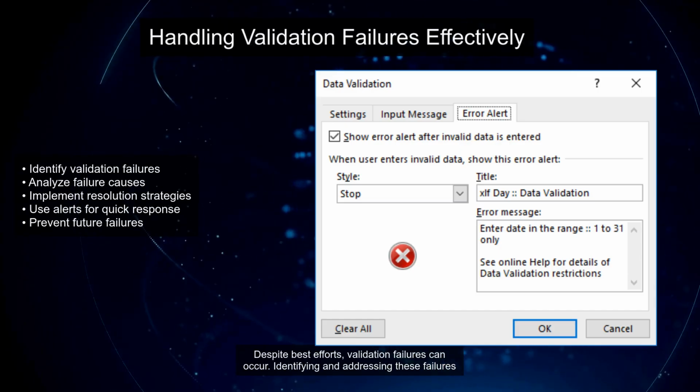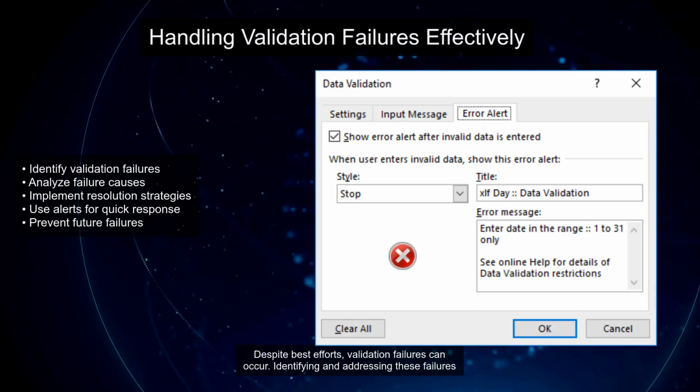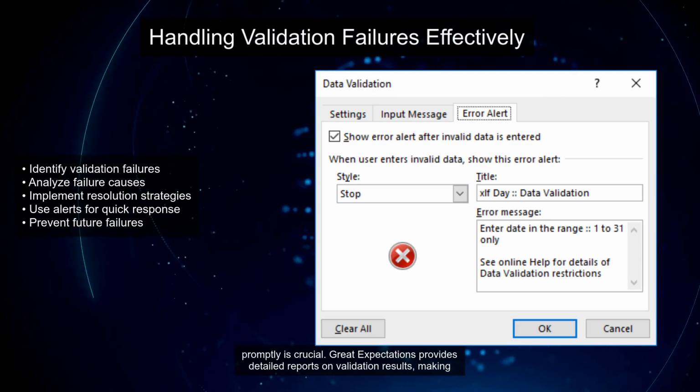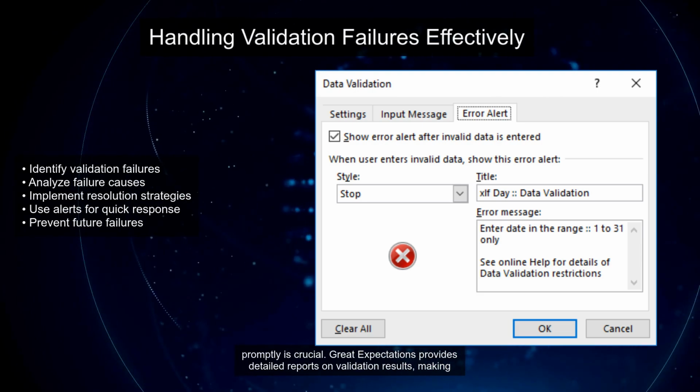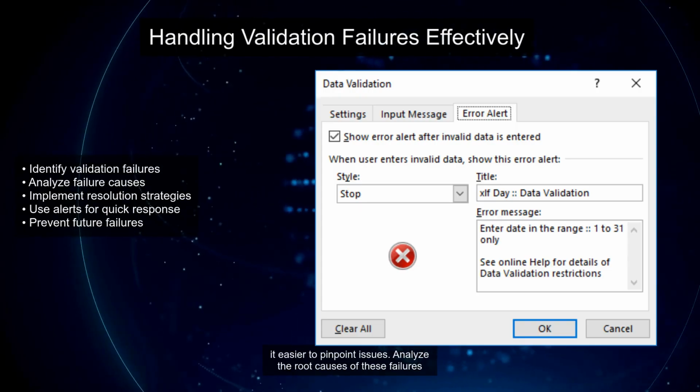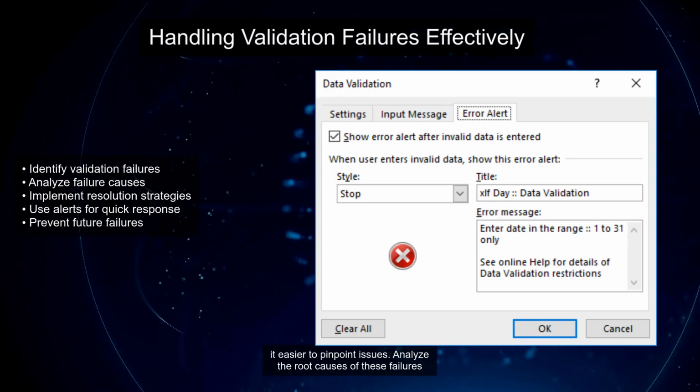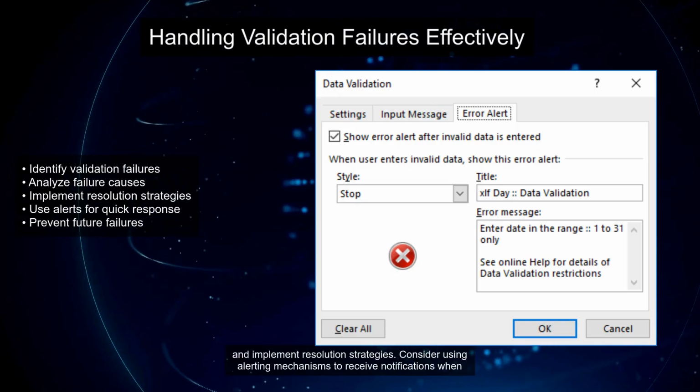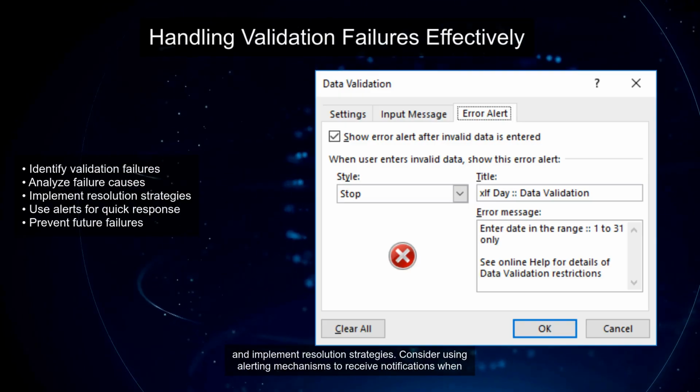Despite best efforts, validation failures can occur. Identifying and addressing these failures promptly is crucial. Great Expectations provides detailed reports on validation results, making it easier to pinpoint issues. Analyze the root causes of these failures and implement resolution strategies.